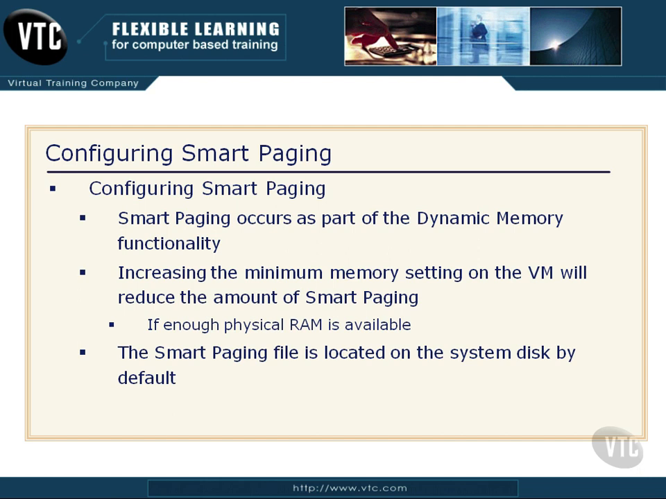Now, here's another thing to watch on the exam, these last two bullet points. The smart paging file, by default, is located on the system disk. It should be located on a non-system disk for best performance. It'll work on the system disk. It's better for you if you can move it to a non-system disk. Watch for that situation on the exam. And then if you do get into smart paging, you can speed it up quite a bit by getting that smart paging file off to a non-system disk.